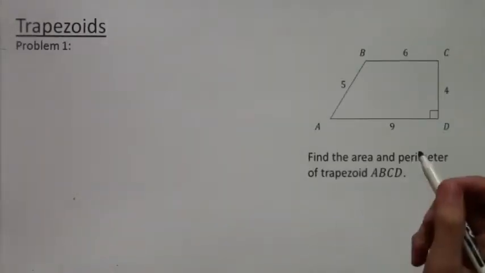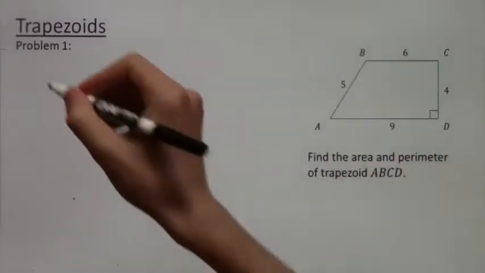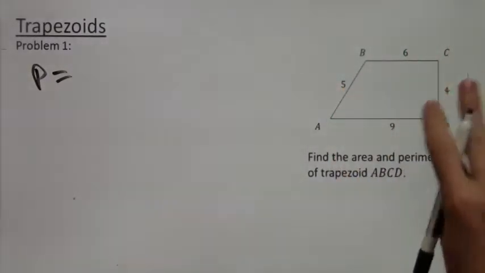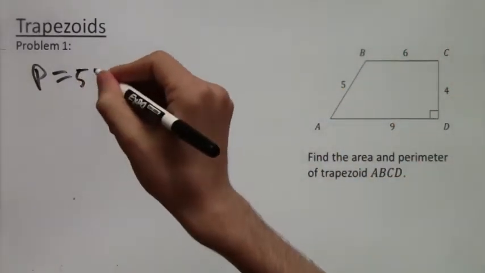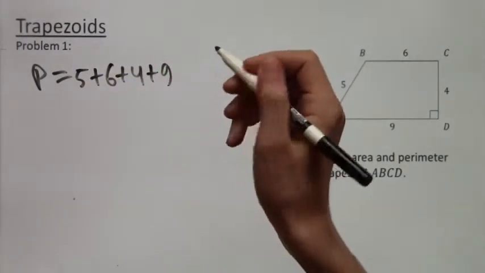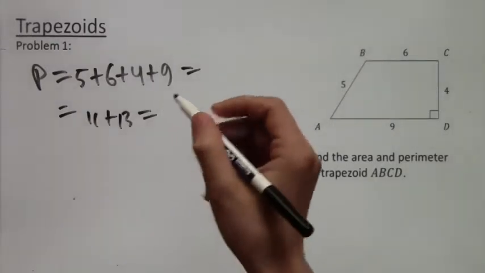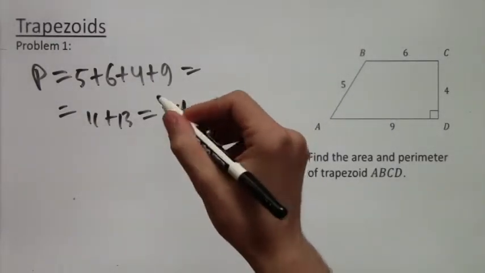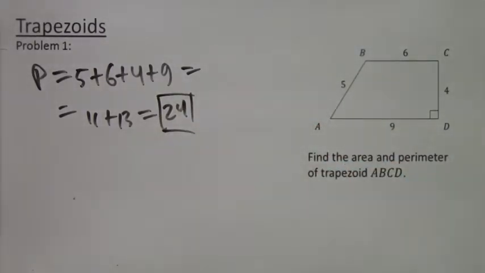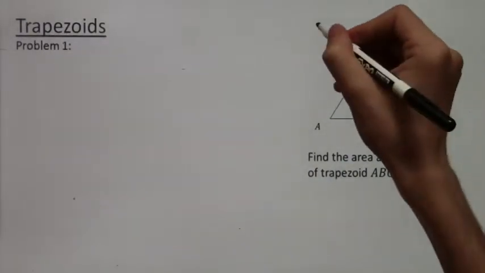So the first problem, we're asked to find the area and the perimeter of trapezoid ABCD, which is labeled in the picture. So the perimeter is easy. We just got 5, 6, 4, and 9. We add them. 5 plus 6 plus 4 plus 9. That's 11 plus 13, and that in sum is 24. So the perimeter is 24, and I'll rewrite this over here.